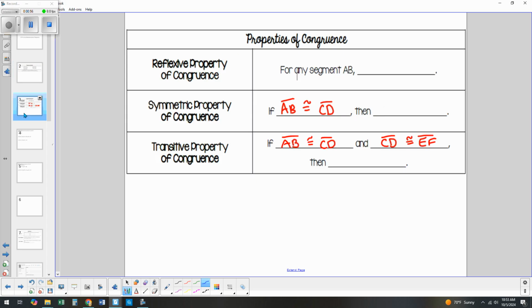So the reflexive property for any segment AB, we could say that segment AB is congruent to segment AB. Symmetric, if AB is congruent to CD, then I can flip that around and say that CD is congruent to AB. And transitive, if AB is congruent to CD and CD is congruent to EF, link together the 2 CDs to say that AB is congruent to EF. So notice substitution is not listed here. We cannot use substitution with a congruent sign, only these 3.